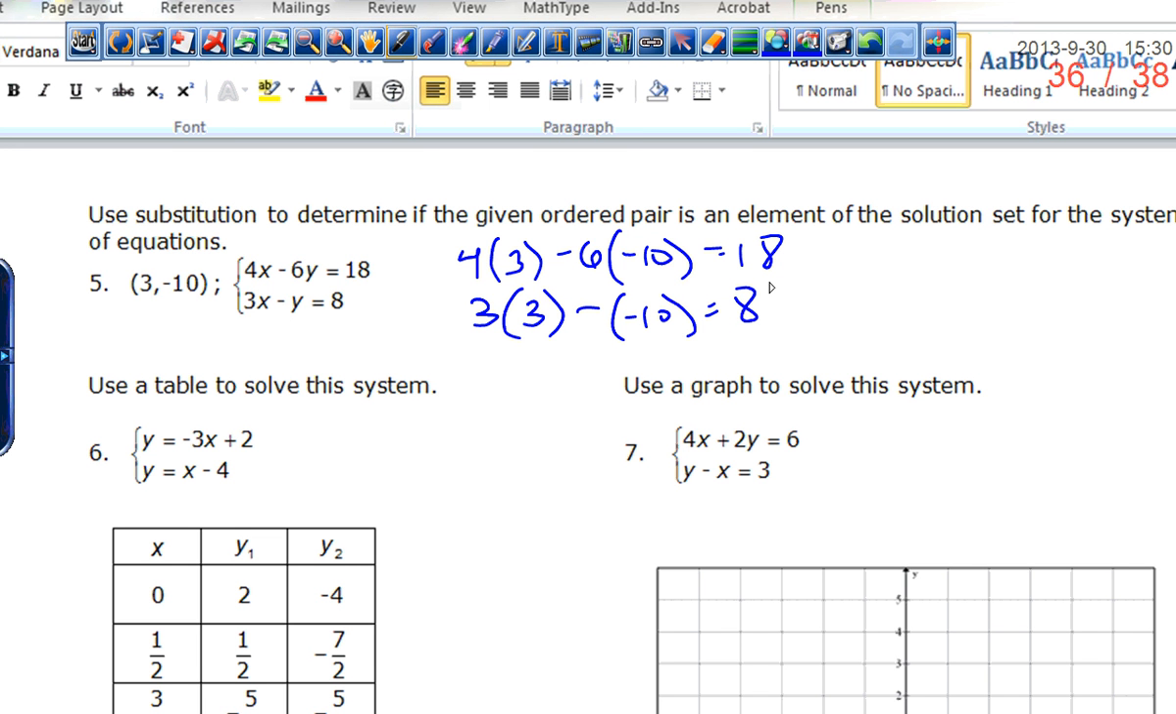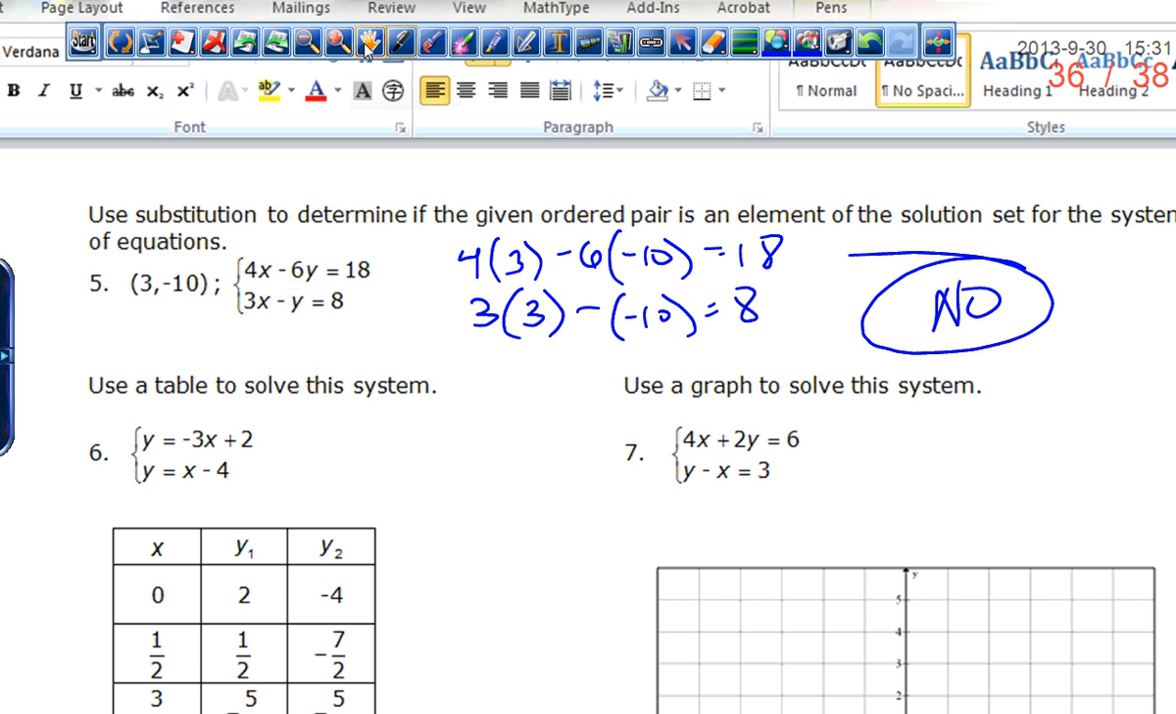So looking at even the first one, does 3 and negative 10 make it work? No. So I'm going to have to do the second one. So is that a solution? No, it's not. Because 4 times 3 is 12, negative 6 times negative 10 is 60, 12 plus 60 is 72, and 18. So it's no. You only have to do the second one. If you want to, you can do the first one for a double check, but it isn't going to work for that one either.